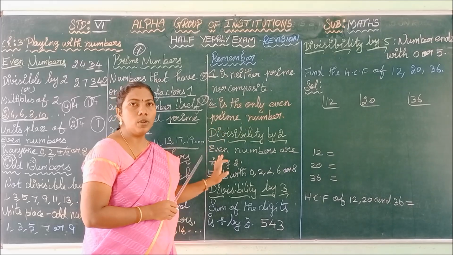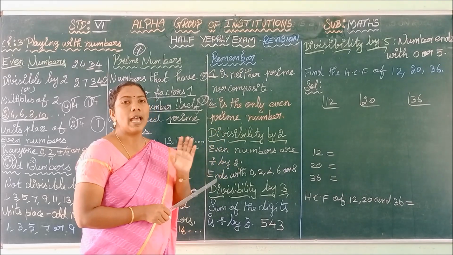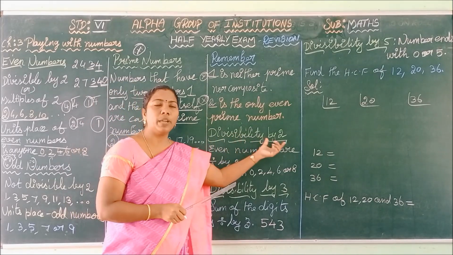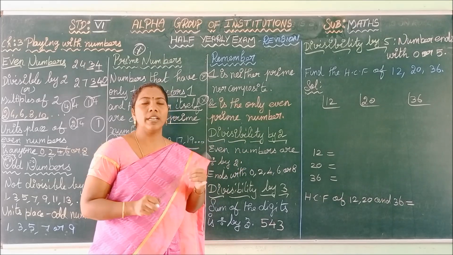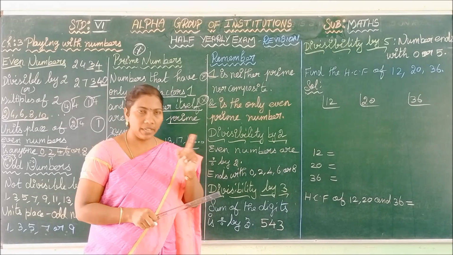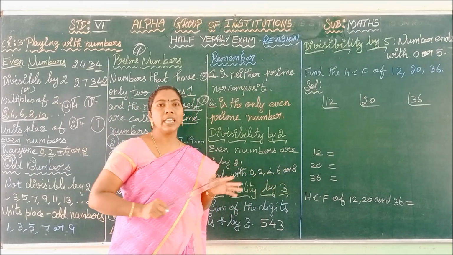For your problems you have to refer to your class notes. You have to do the sums as per the class notes. So what is the concept of divisibility by 2? If it is an even number, it is divisible by 2. How can you find whether the given number is an even number? If a number ends with 0, 2, 4, 6 or 8, it is an even number.